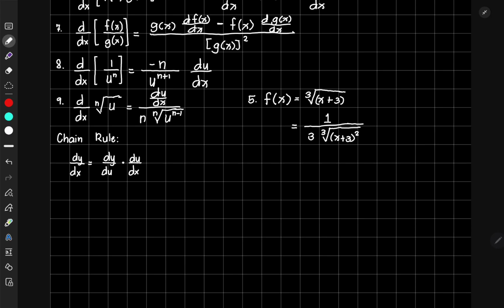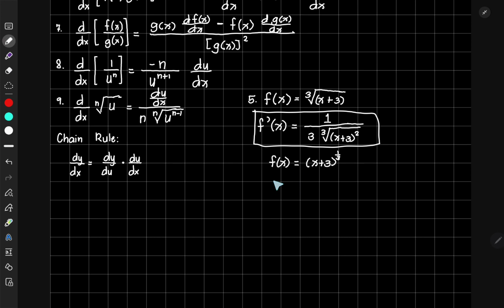Pero using yung power rule, so, pwede nating manipulating this equation, yung f of x natin magiging x plus 3 raised to 1/3 siya. Kung meron tayong square dyan, magiging 2/3 to. Kung 4 naman yung exponent, magiging 4/3. So, since 1 lang naman to nandito, so we have 1/3.